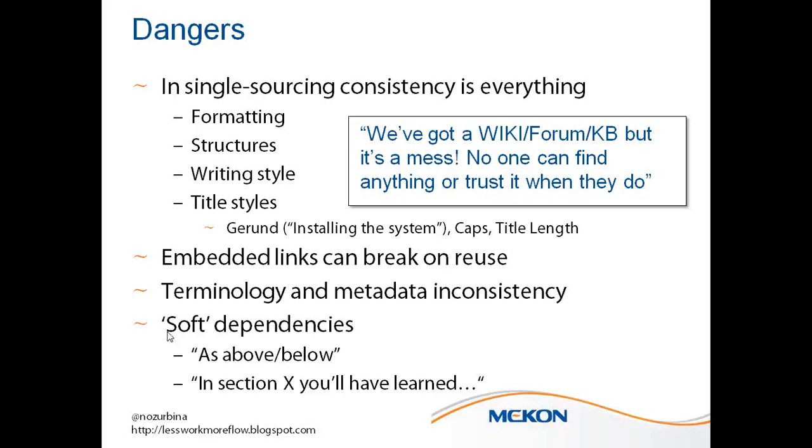And if you're writing for reuse, people, especially in the community, will introduce soft dependencies. As above, as we see below, in section X you will have learned. These are the kinds of things we naturally write into content, but they reduce its reusability, because when you reuse the module or the page or topic, or however you want to conceive it, in a new deliverable, in a new context, on a new device, maybe these dependencies will be broken and your content will lower in quality or even just fail to work.